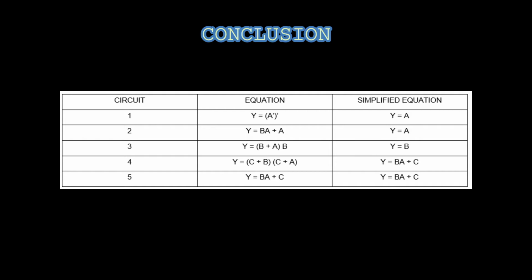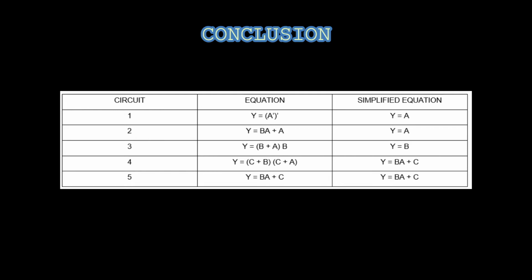The second circuit can be written as Y is equal to BA plus A. And the simplified version of this would be A. Therefore, whatever is the input of A would be the result of the circuit. If A is equal to 1, then Y would be equal to 1. If A is equal to 0, then Y would be equal to 0.